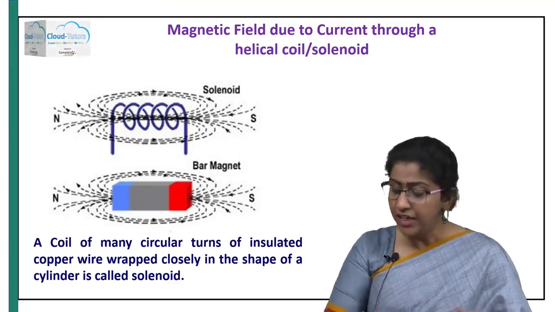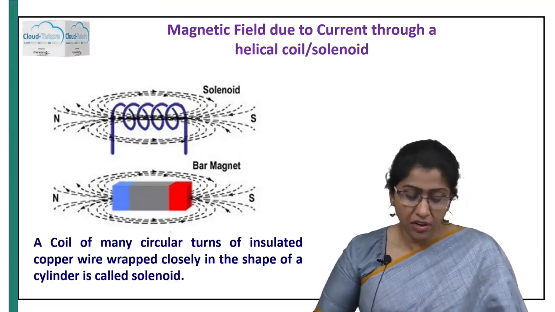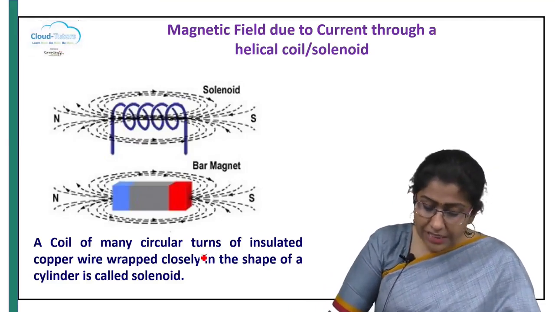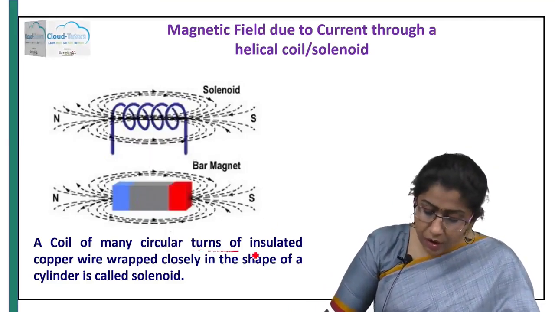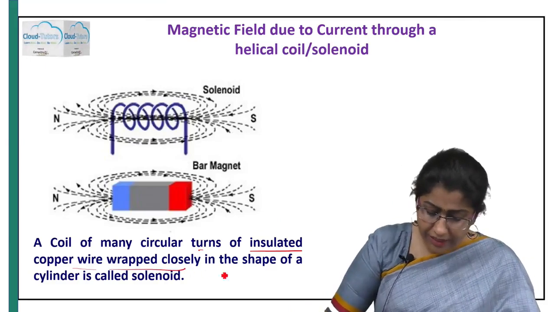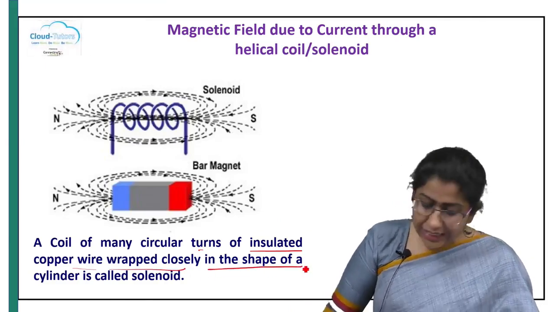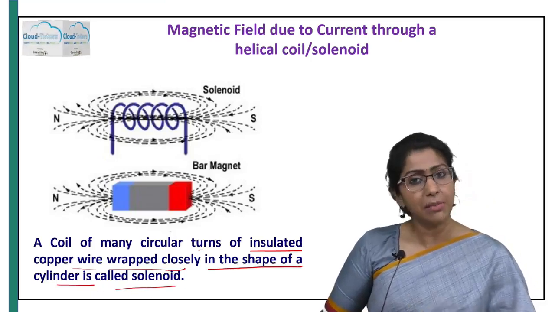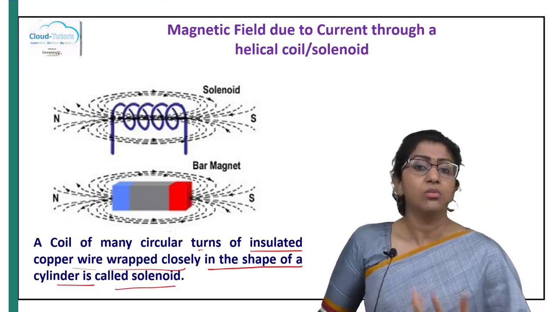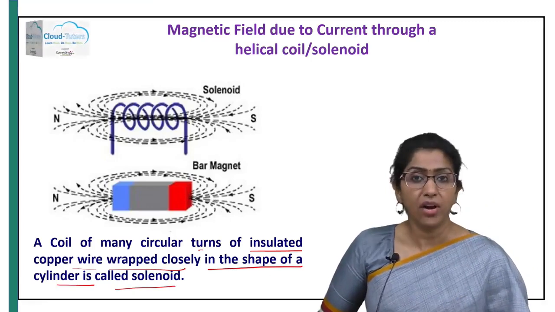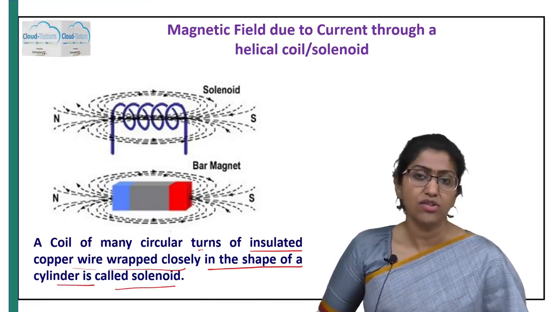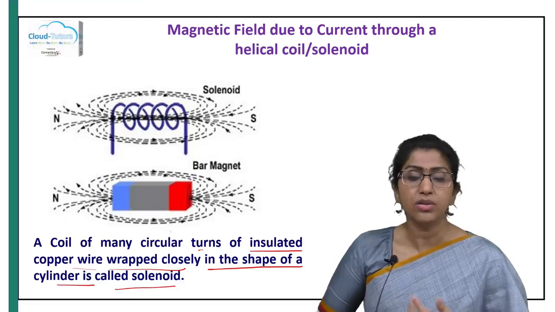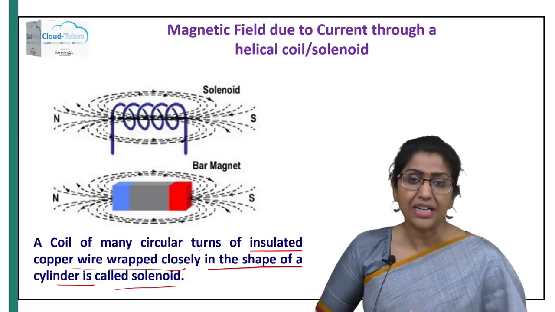magnet. All right, so how do we define a solenoid? A coil of many circular turns of insulated copper wire wrapped closely in the shape of a cylinder is called a solenoid. It's a 1-marker question. If it's a 2-marker question, you may have to draw the representative diagram and show what a solenoid is as well, and also please draw the magnetic field lines around it.